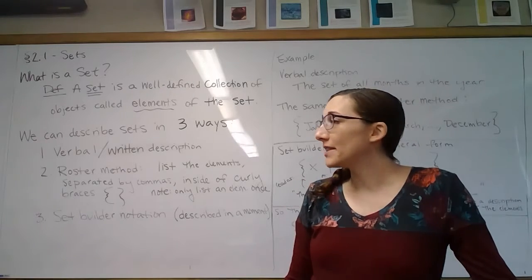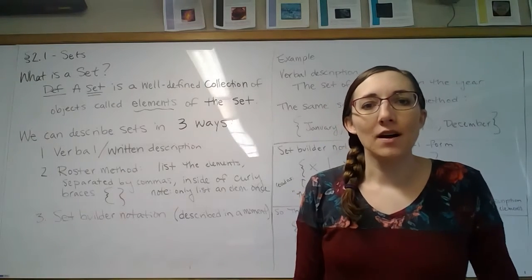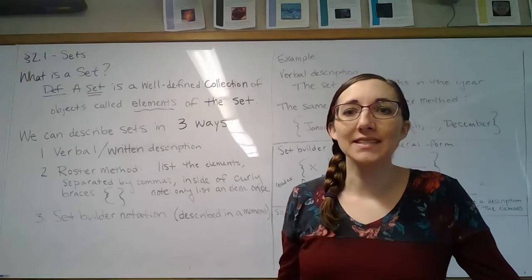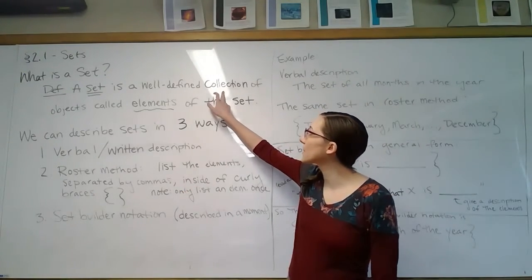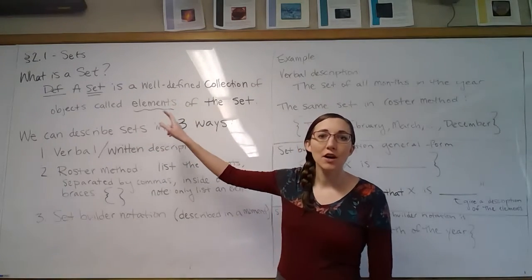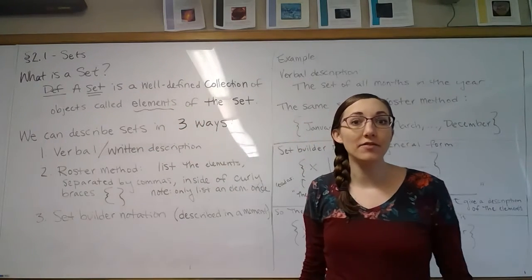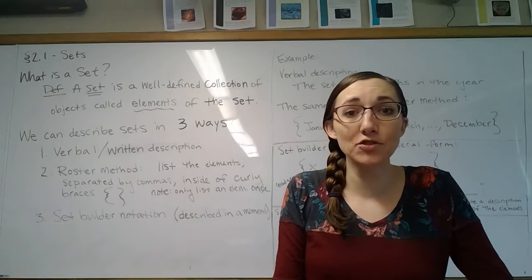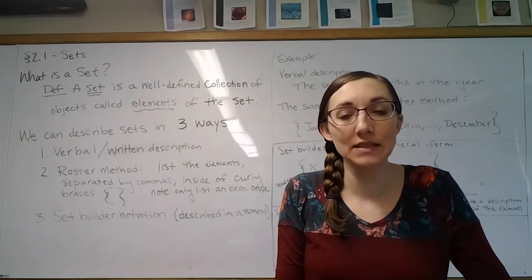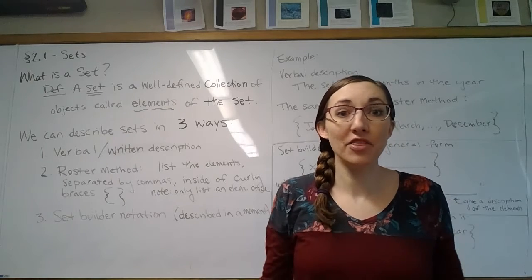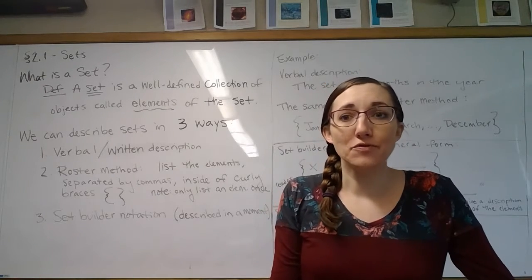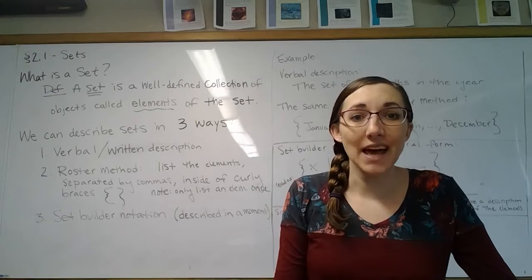So our definition that we're going to give to make sure that we all are on the same page is that a set is a well-defined collection of objects called elements of the set. So a pretty straightforward idea. Basically, it's just a list or a collection of things. And then we can do various things with sets.